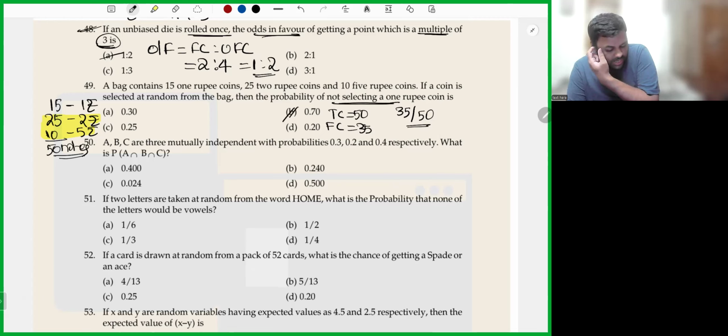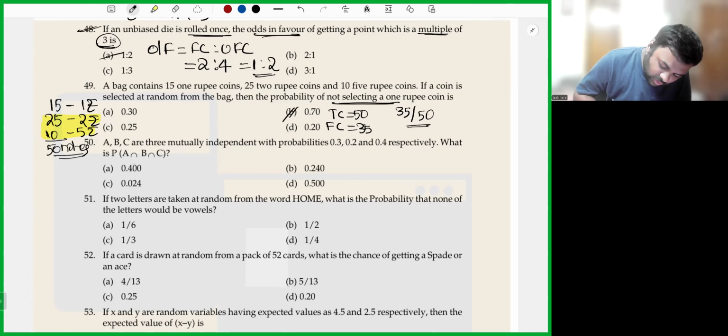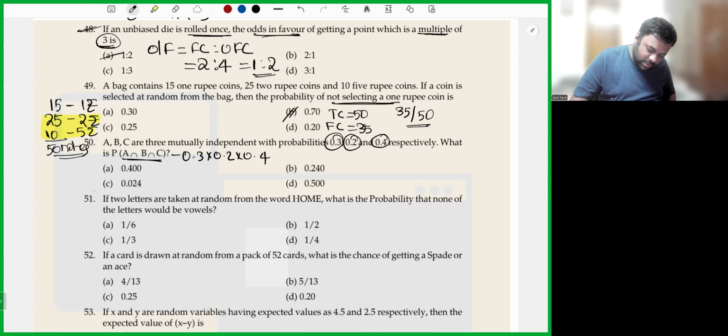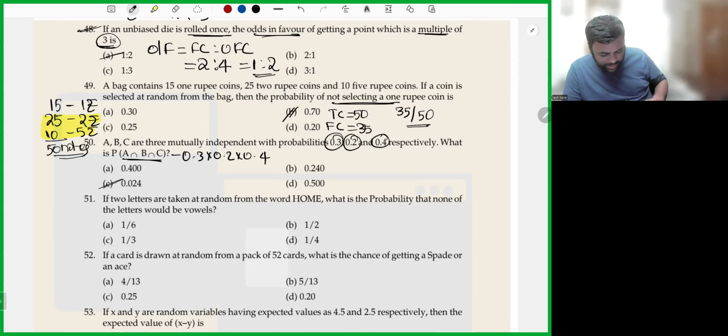Next, it says A, B, C are mutually independent. If they are independent, what is A intersection B intersection C? P of A into P of B into P of C. So 0.3 into 0.2 into 0.4. How much will you get? I get 0.024. Let's check: 0.3 into 0.2 into 0.4. Yes, 0.024. Next.